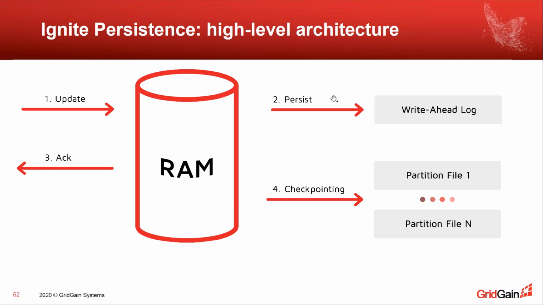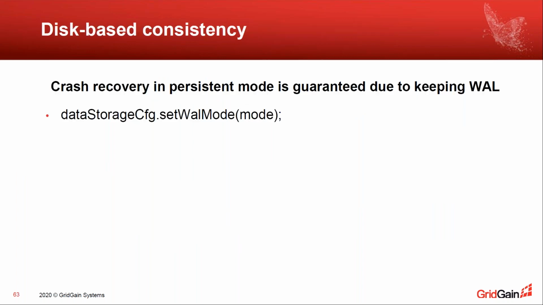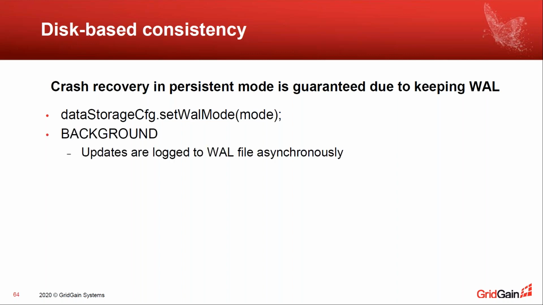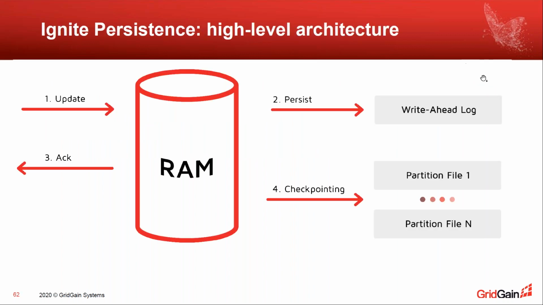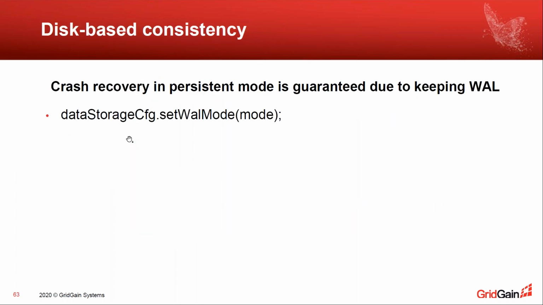And speaking of consistency guarantees and performance, when you work with a cache, you can configure the policy with which you do this stage, in which you persist your update to the write-ahead log. You can specify the policy for write-ahead log updates with the method setWalMode in the data storage configuration. And there are three possible modes. First one is background, when updates are logged to the WAL file asynchronously. So this picture will not be true. The persist phase will be moved aside from the update acknowledgement loop. And in such a case, there's a chance that your updates may be lost if the node crashes.